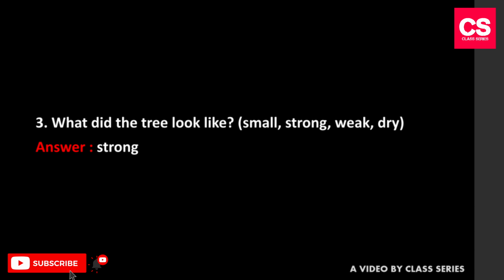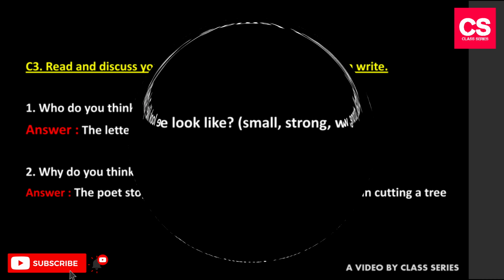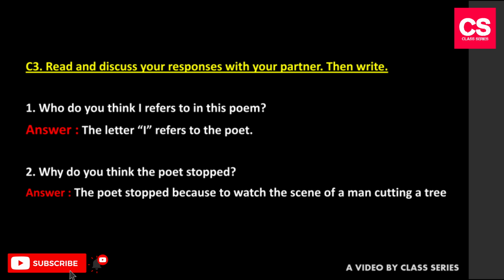Our third question is, what did the tree look like? The options are small, strong, weak, and dry. The answer is strong. Let's move on to our next main, that is C3. Read and discuss your responses with your partner, then write. Our first question is, who do you think I refers to in this poem? The answer is, the letter I refers to the poet.